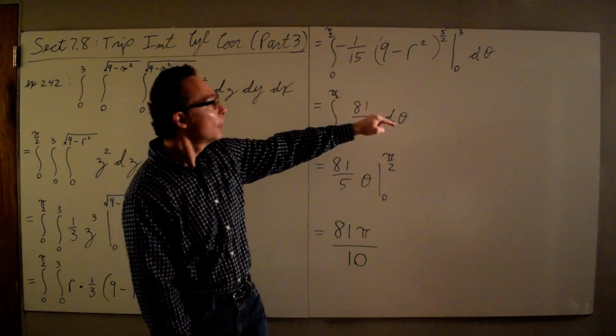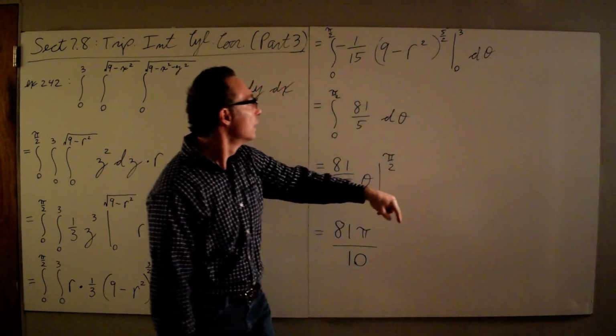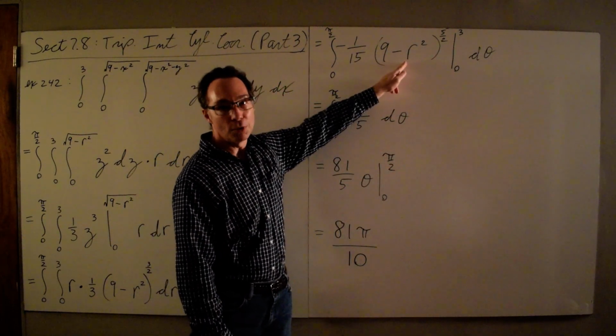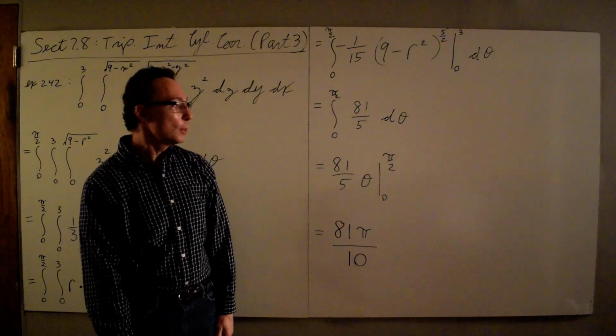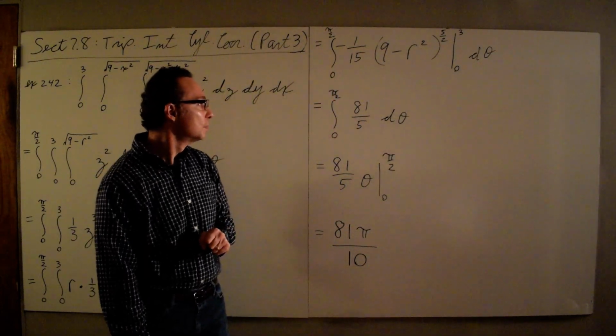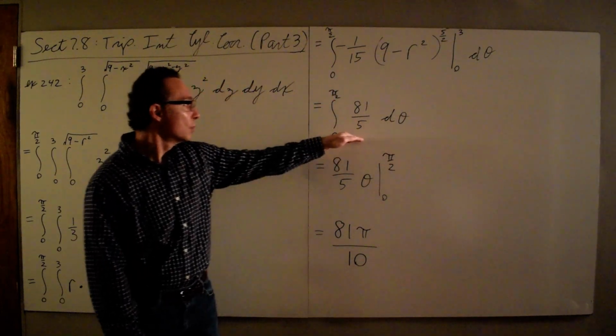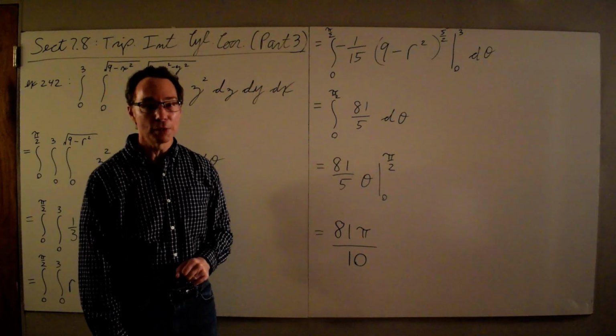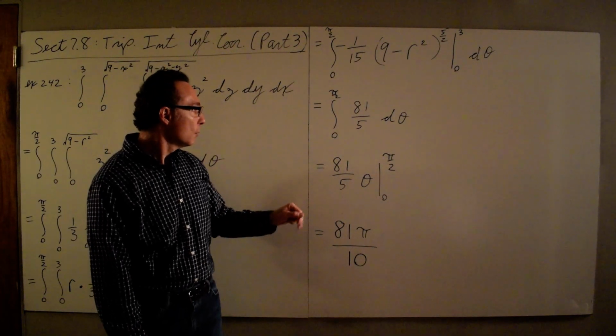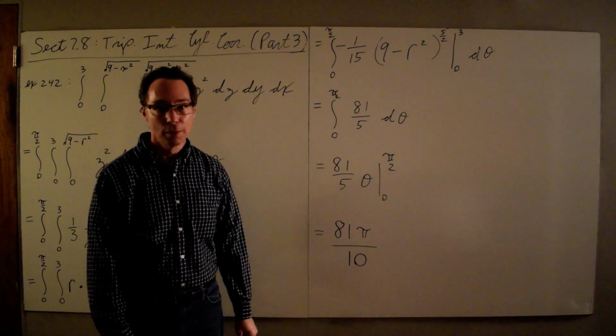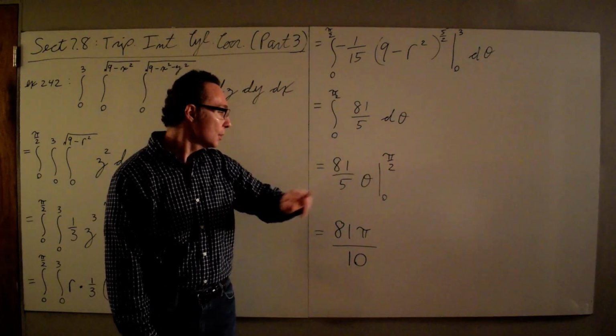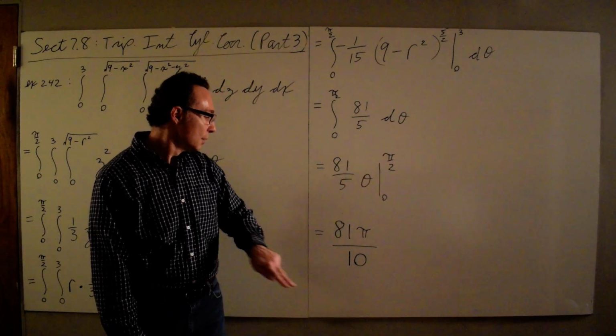The r limits of integration are 0 to 3. Substitute 3, which gives you 0. Substitute 0, and then subtract. So now we just have a constant term that we're integrating with respect to theta. So we just have 81/5 theta. Substitute pi over 2. Substitute 0. Subtract.